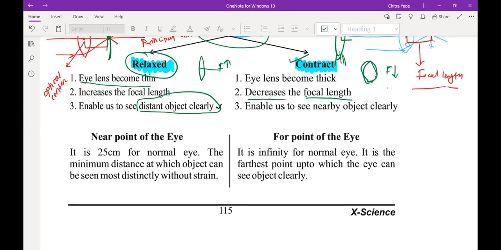So in order to see a clear image of an object, whether it is near to us or very far away from us, the ciliary muscles adjust the focal length of the eye lens. This is called the power of accommodation. Understood, beta?